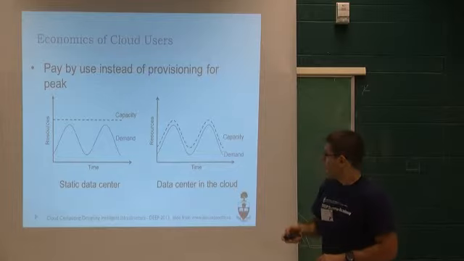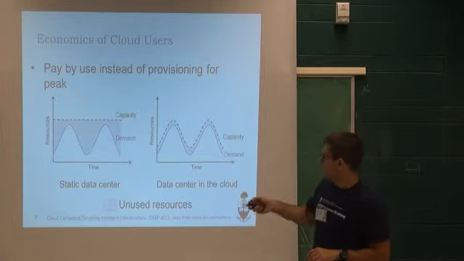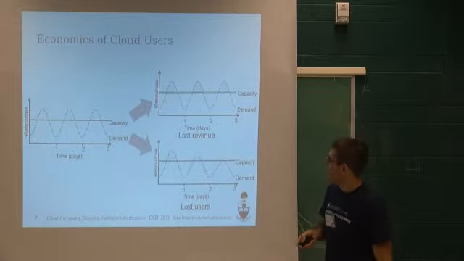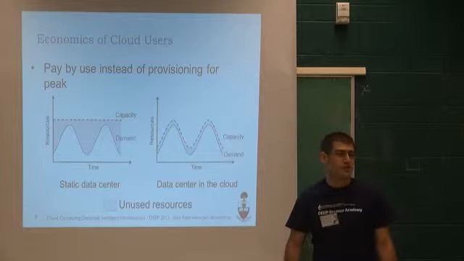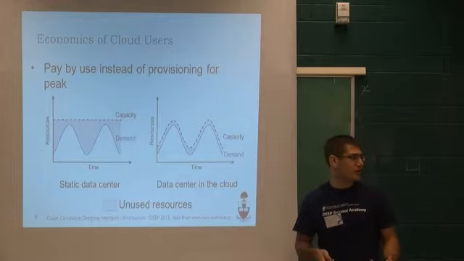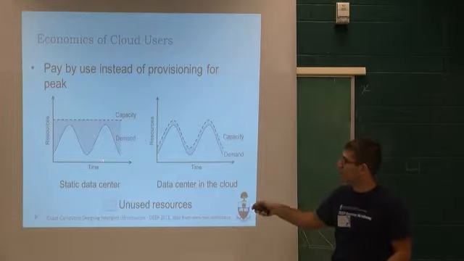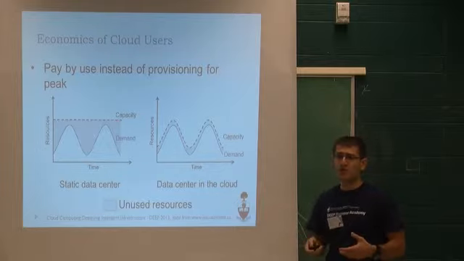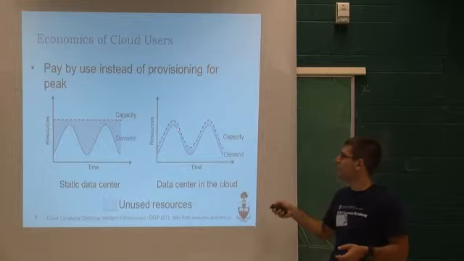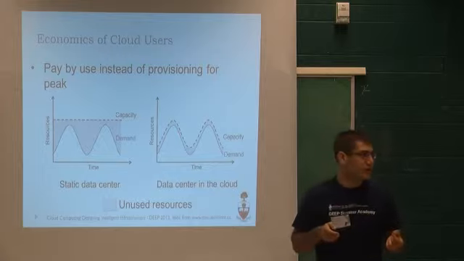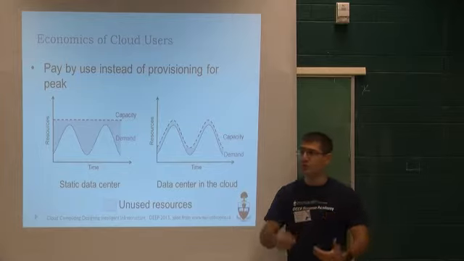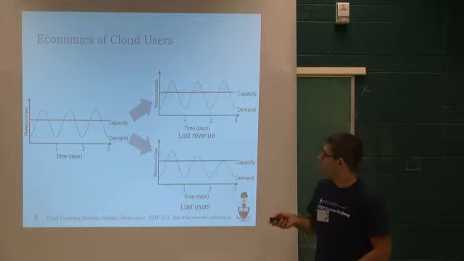Okay? So now you see this gray. This gray is the unused resources. So those are the resources that you're paying for, but you're not actually using. So for the static data center, the unused resources are a lot. For the cloud computing, the unused resources are minimal. As we said, they're minimal because you want that redundancy and you want that time to adjust to changes that might happen.